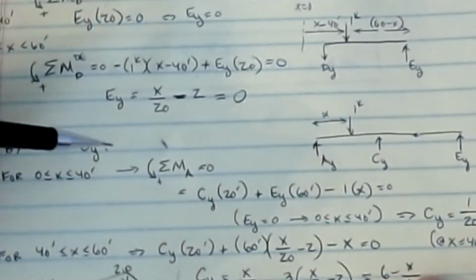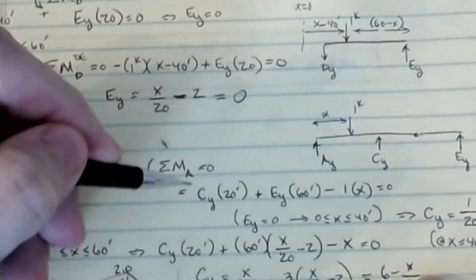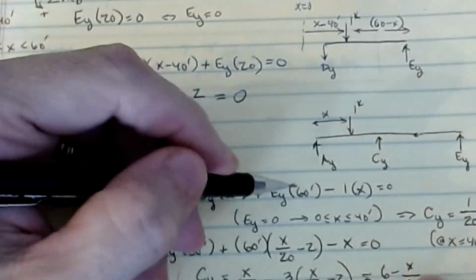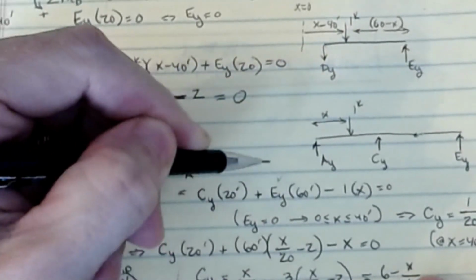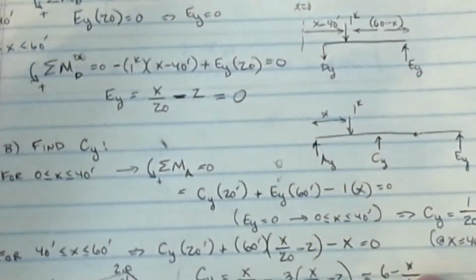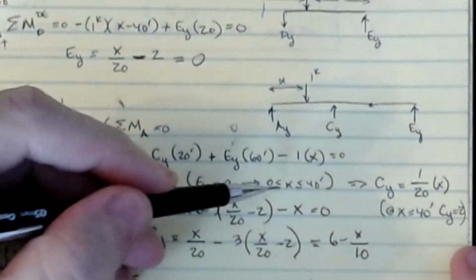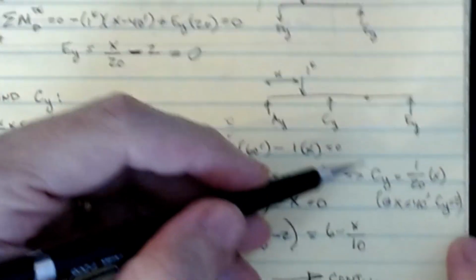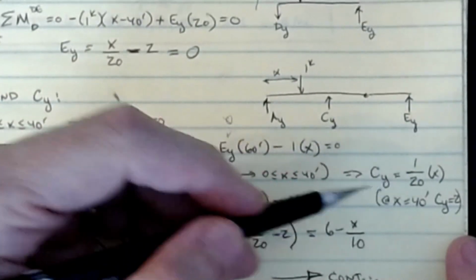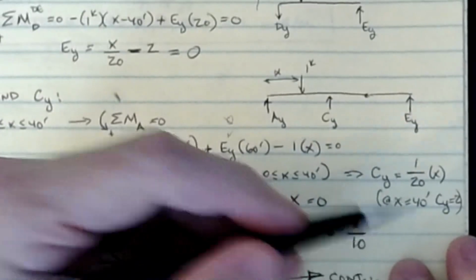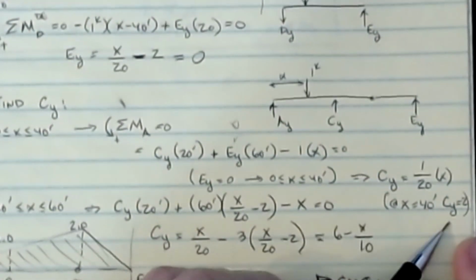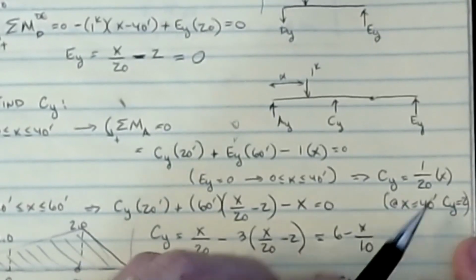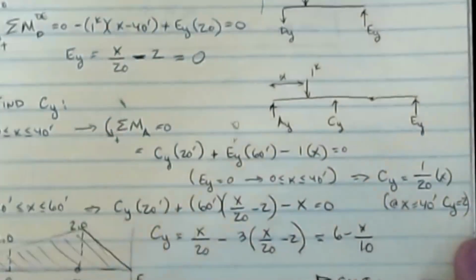And if we do our algebra, then it's CY times 20, plus EY times 60, minus 1 times x, all equal to 0. We know that this guy is 0. When EY is 0, that term vanishes when x is between 0 and 40. And so CY is then 1 over 20 times x on the interval 0 less than x less than 40. Now at x equal to 40 feet, if I plug in 40 for x, CY takes on a value of 2.0.